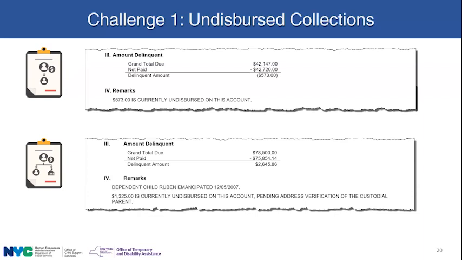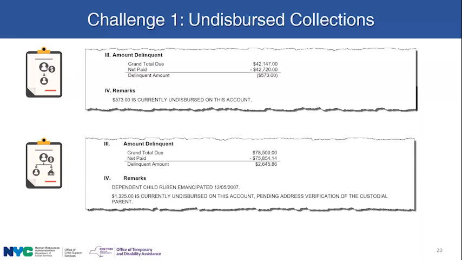We will state in the remarks what the specific factor is for the case and what's holding the money on the account. For a situation like this, the reason it's important for magistrates to look at that is that on this bottom example, the money is undisbursed because we don't have the correct address for the custodial parent. We're pending address verification, so whatever address we have on file is not the correct address.